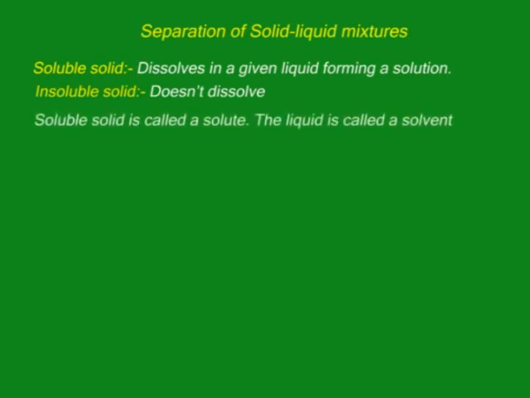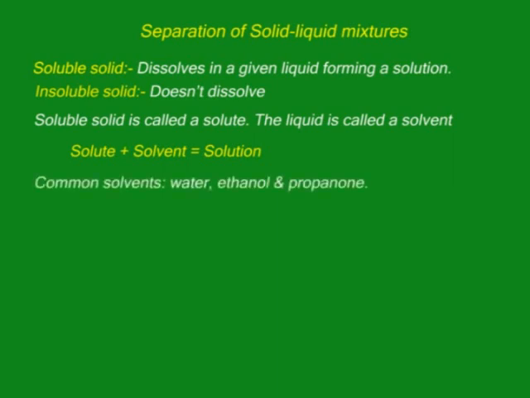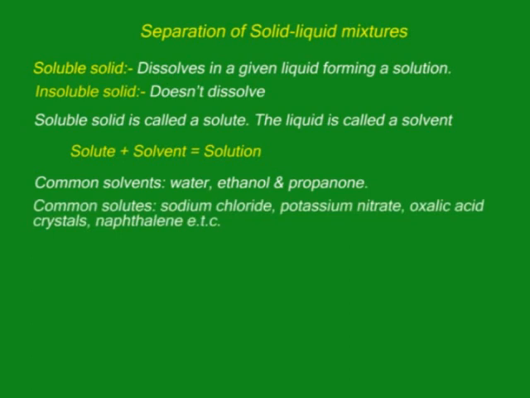The solid is called a solute and the liquid is called a solvent. A solute plus a solvent makes a solution. Common solvents include water, ethanol, and propanol. Common solutes include sodium chloride, potassium nitrate, oxalic acid crystals, and naphthalene, amongst many others.